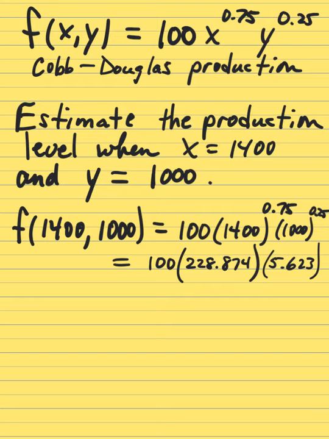Okay, now with it rounded, and our homework is asking us to round this one to the nearest whole number. 100 times 228.874 times 5.623 is 128,696.